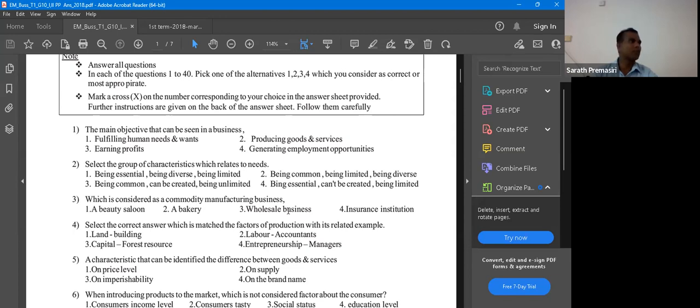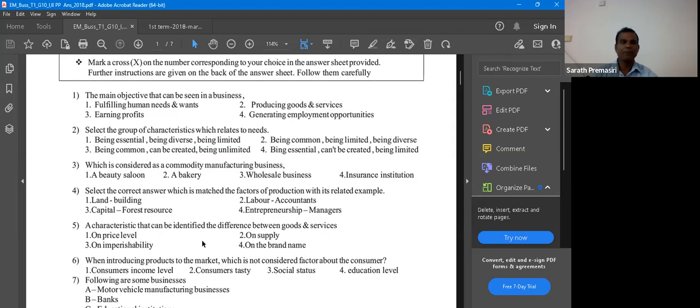Wholesale is a service providing business. Insurance is a service providing business. Then the answer should be what? A bakery. Look at that. A bakery. Next one. Select the correct answer which matches the factors of production with its related example.